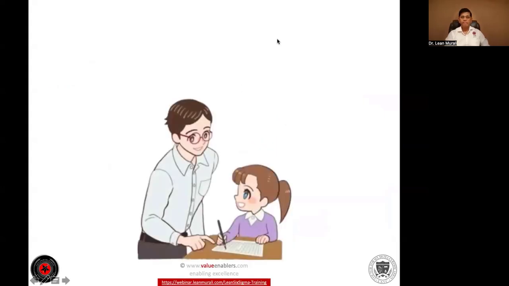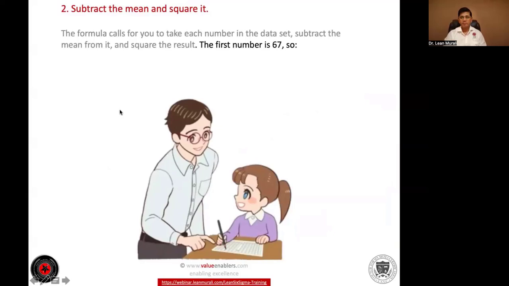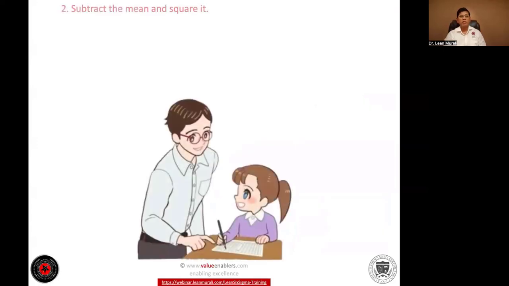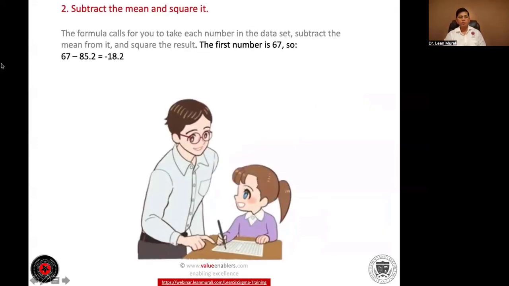Now, the second step is to subtract the mean and square it. The first number is 67. What is the average we saw in the last slide? Anybody remember it? 85.2. So 85.2 is the average. So subtract and then square it: minus 18 point something, and minus 18 point something.